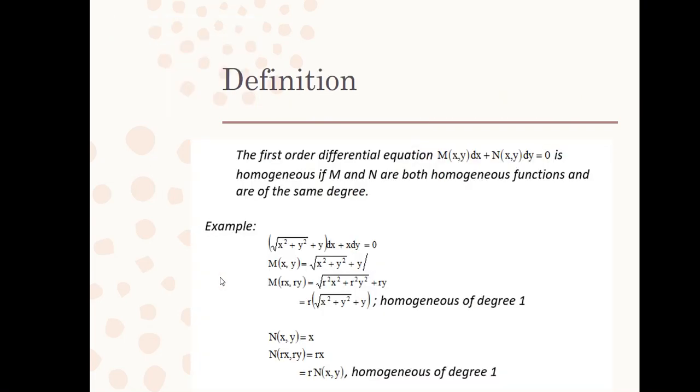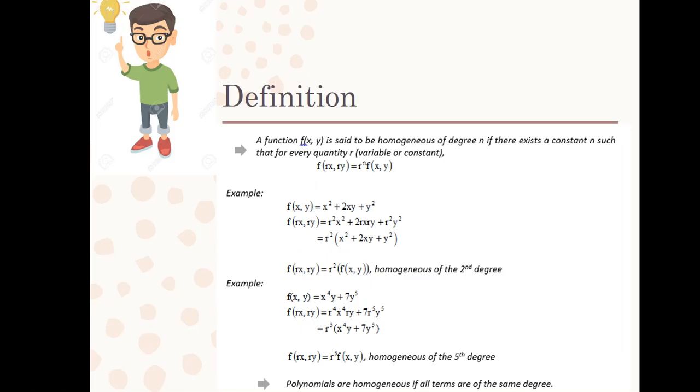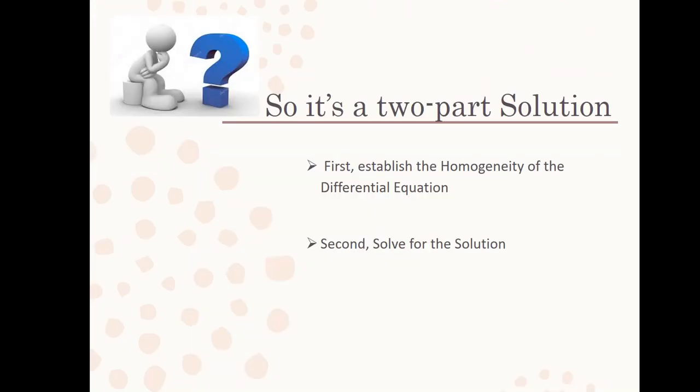Now, upon establishing the homogeneity of your differential equation, you know already that it's homogeneous. What's the next thing that you should do? Then you are going to find the solution of your given DE. So the first thing that you should always do is to establish homogeneity of your first order differential equation. If it's homogeneous, then apply the procedure in determining the solution of first order homogeneous differential equations.